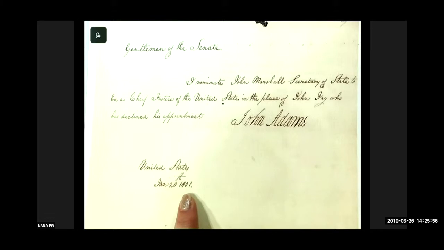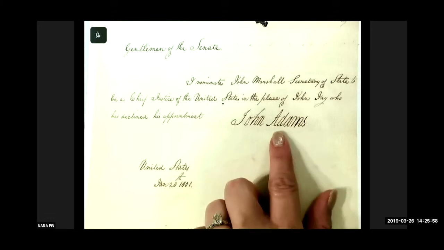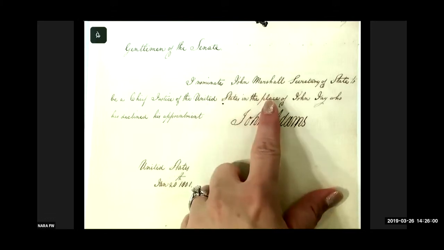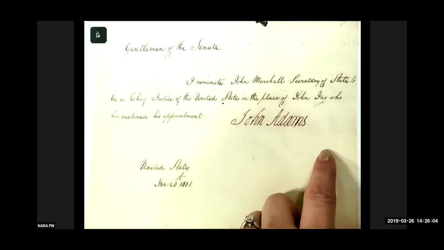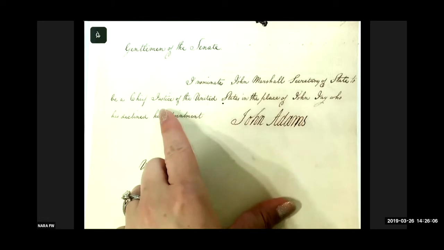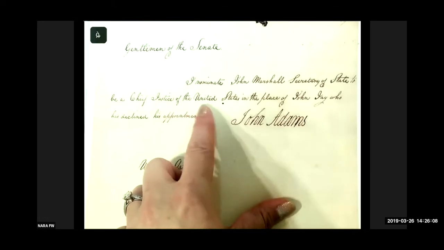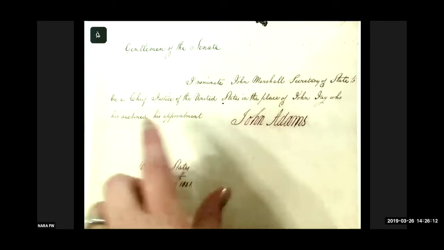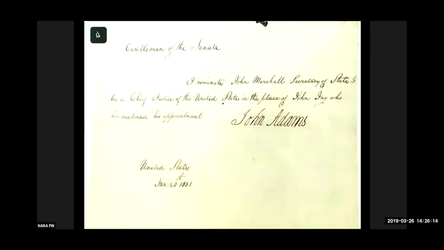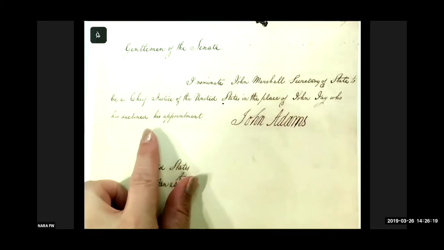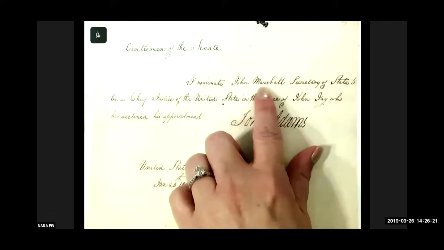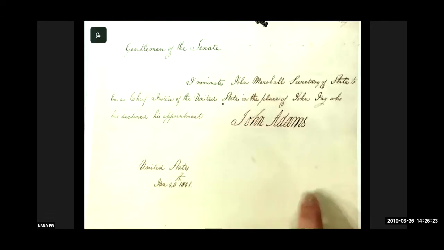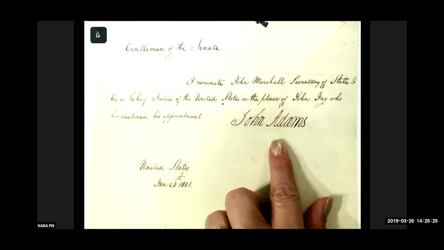So in this particular document, John Adams is nominating John Marshall, who had been Secretary of State, to take over the position of Chief Justice of the Supreme Court because John Jay had declined the appointment. John Jay had been the Chief Justice, but he had declined the appointment at this point, and now John Marshall is being nominated by President Adams.